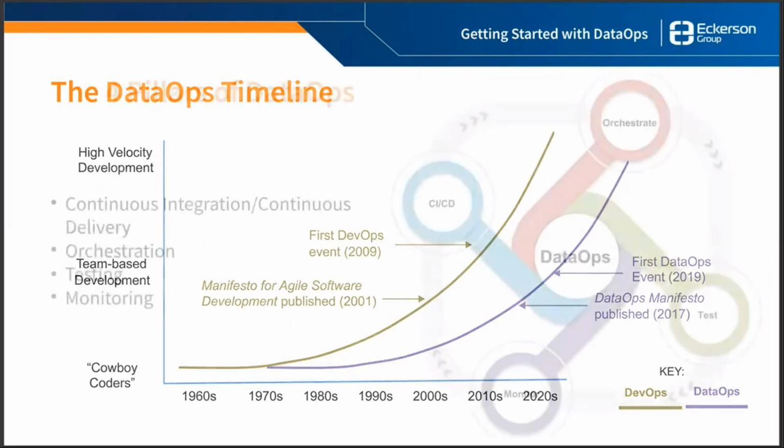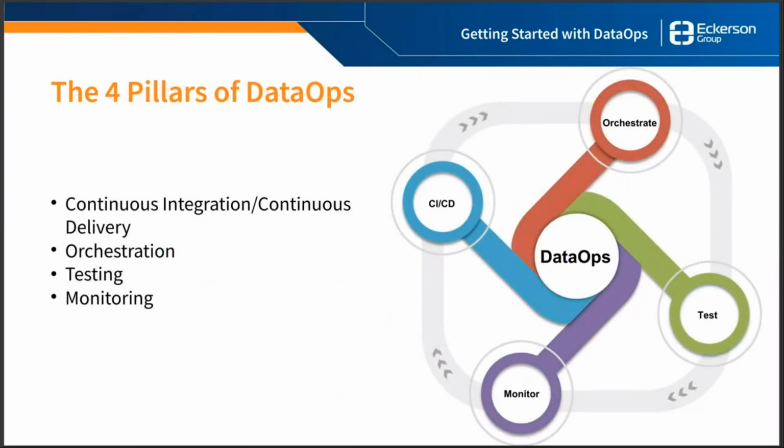So great, what is DataOps? Well, DataOps focuses on building 4 key pillars of capability. And so they're continuous integration, continuous delivery, orchestration, testing, and monitoring. We're gonna go through each one of those and break down what they consist of.